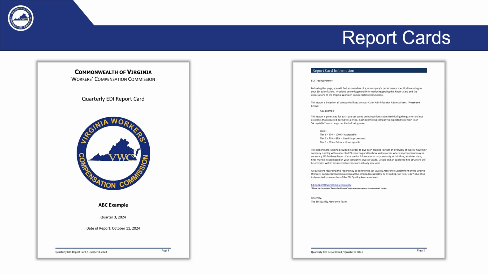Here is an overview of the contents of the report cards. The first page is going to provide the main sender name, the quarter the report is for, and the date the report is issued. The second page is a letter from EDI about what is in the report card. It also contains the claim administrator's reporting under the main sender, along with the grade scale.